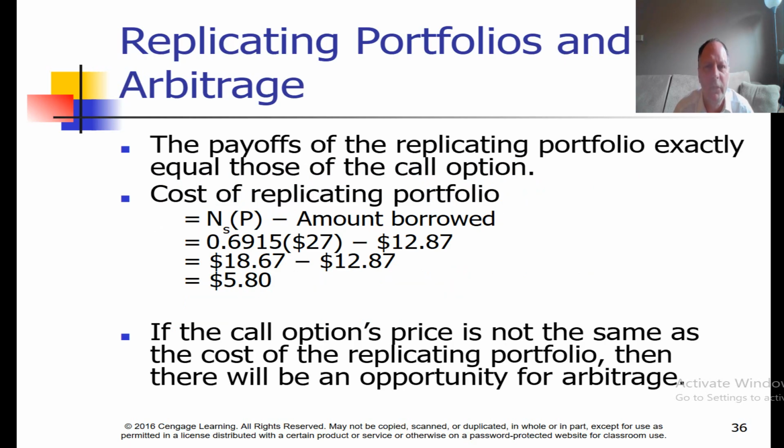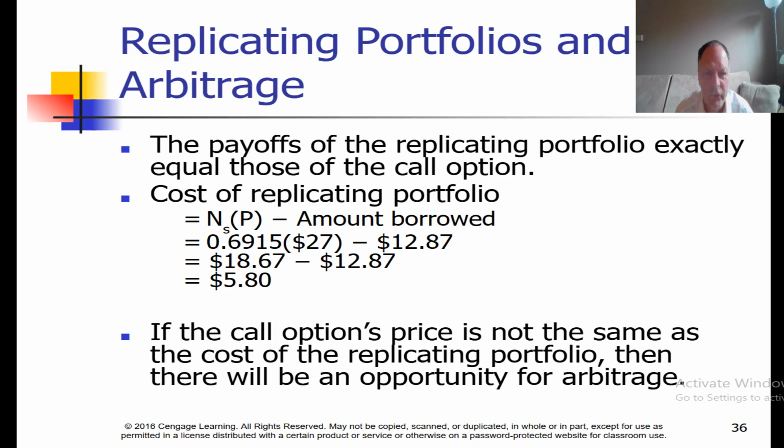We can use these examples to look at the possibility of arbitrage. The payoffs of the replicating portfolio exactly equal those of the call option. The cost of the replicating portfolio on day zero is going to equal the number of shares we purchase, 0.6915, times 27, minus the amount borrowed, 12.87. So the value of the option on day zero has to equal $5.80.